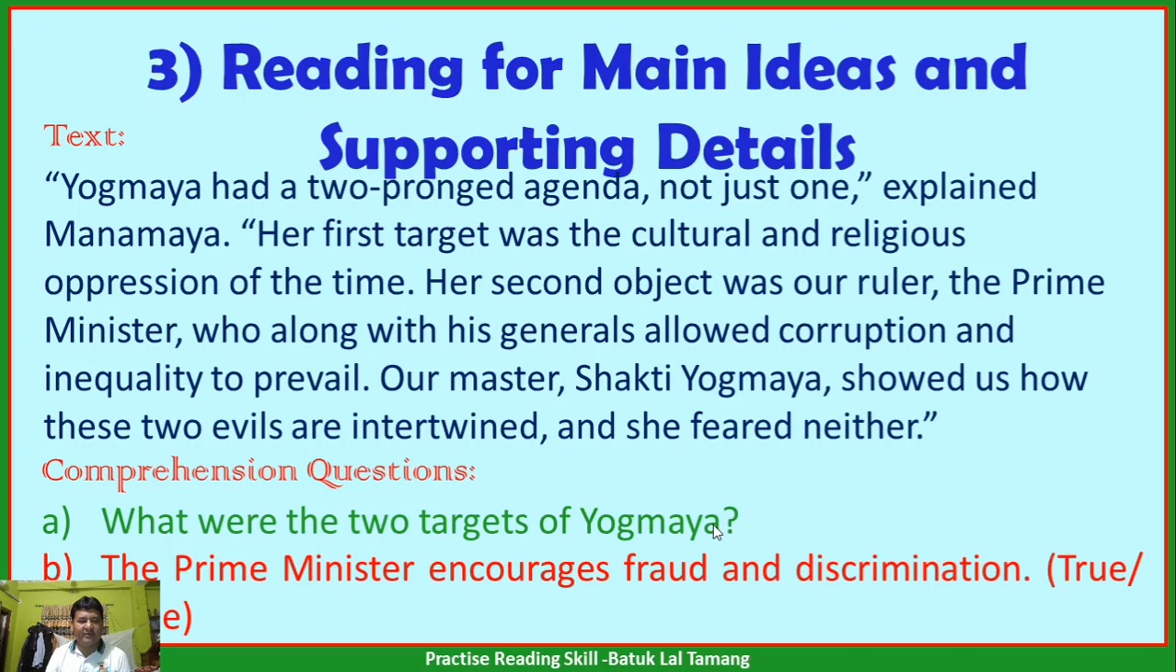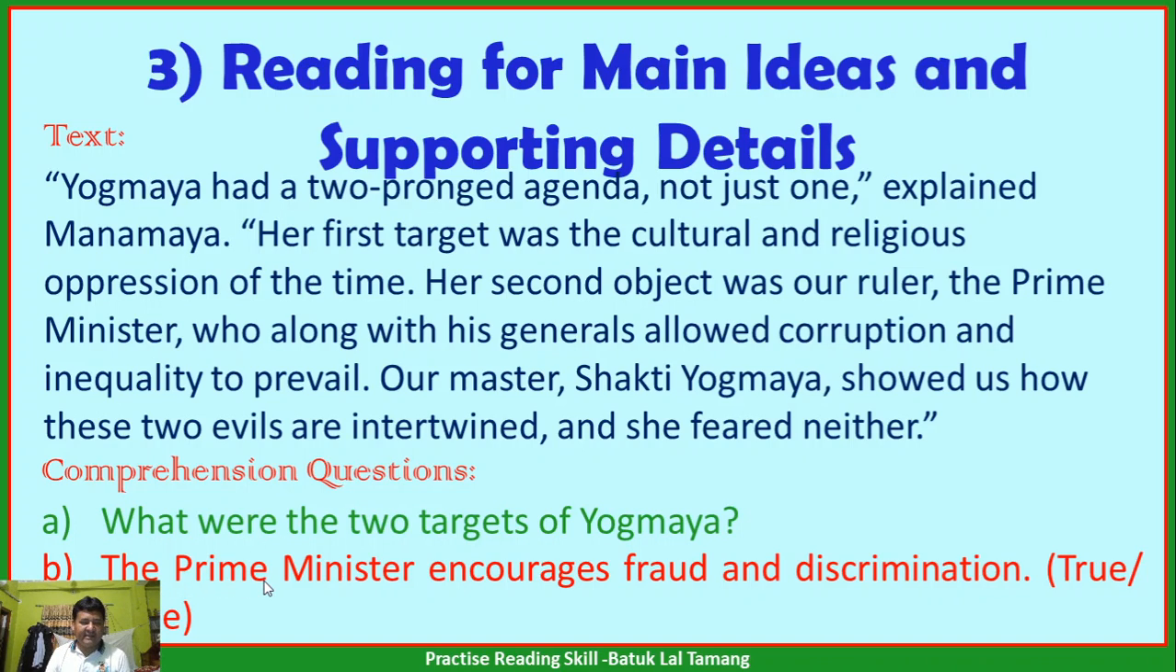The two targets of Yogamaya were as follows. The first one, the cultural and religious oppression of the time. The second one was the ruler, the prime minister, who along with his generals allowed corruption and inequality to prevail. So in this way we can give the answer.